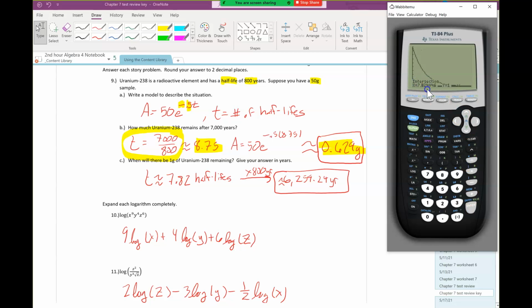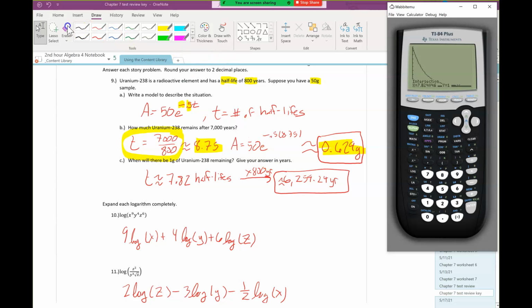So there's my 7.82 that I show here. But I have to remember that the value for T is in half-lives. If I want the answer in years, I have to convert it back. So that's why I multiplied by 800 years, because that's the length of 1 half-life. So if I have 7.8 half-lives, I multiply that by 800 to get the 6,259, whatever it is. Is that okay? Yeah.